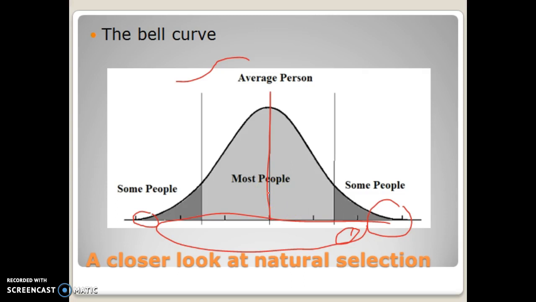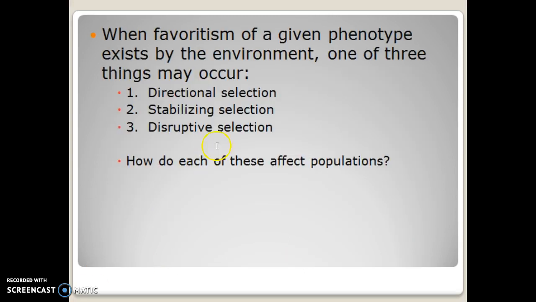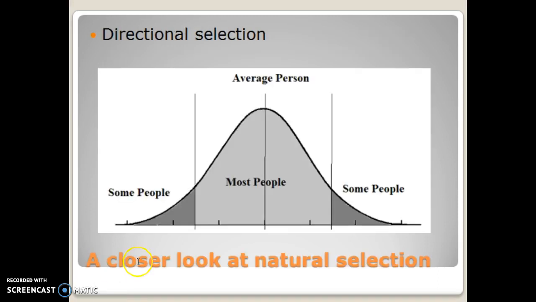So we're going to take a look at 3 different scenarios where the environment favors the different groups of people that we see on our screen here. So the 3 things that can occur when below average, average, or above average individuals are favored will be directional, stabilizing, or disruptive selection, depending on who is favored by the environment. And keep in mind, this doesn't necessarily happen just for humans. This happens for all living things, provided that one group has a selective advantage as determined by the environment. And the first would be directional selection.